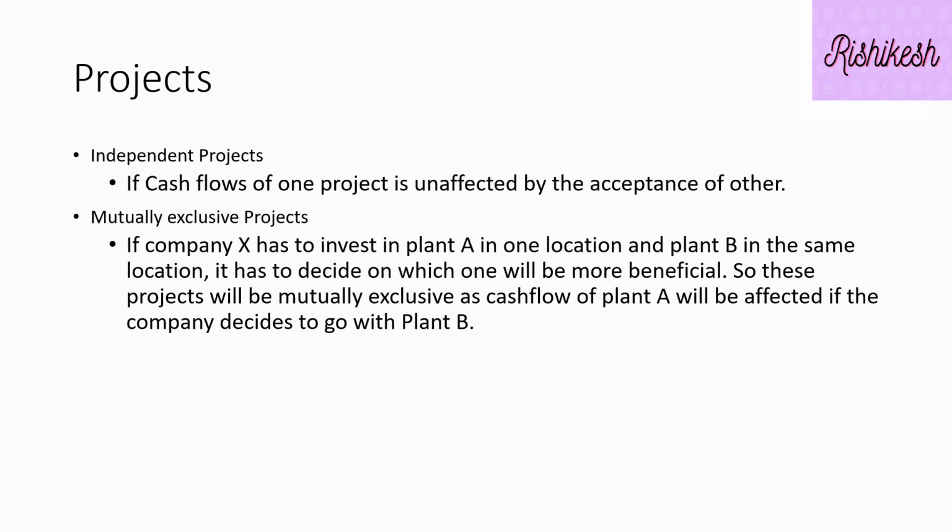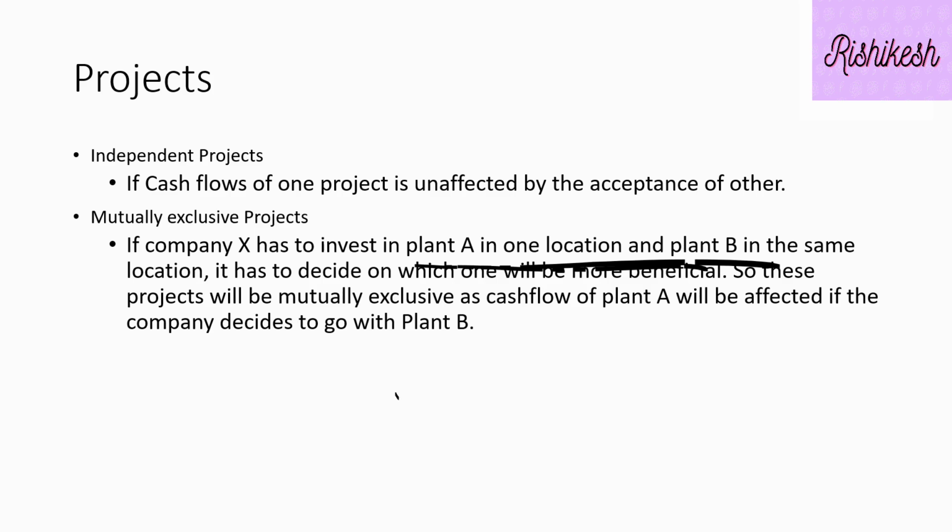Now projects are basically divided into two different categories. There are two kinds of projects. One is the independent project and the second is the mutually exclusive project. Independent project means the cash flow of one project is unaffected by the acceptance of the other. It means the two projects are not in competition. So the company has decided to invest in both the projects. They are not in competition, so they become independent projects. Mutually exclusive project means that there's a competition between both the projects. It means the company will either invest in this project or will invest in the other project.